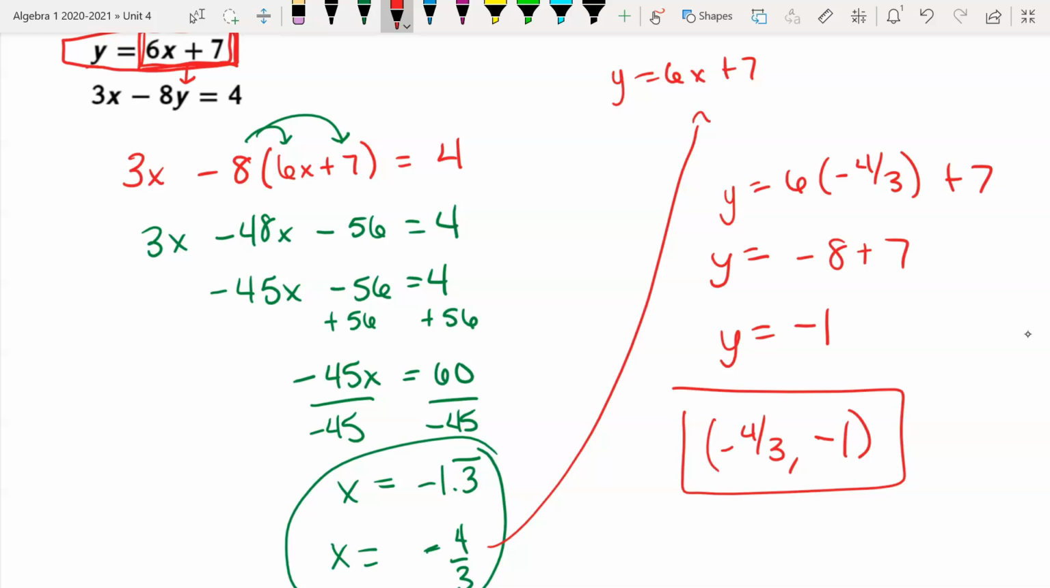Right? And what you want to do with a system of equations is you can always check and see if it works. Well, we know it works for the first equation because I would take 6 times negative 4/3, add 7, I get negative 1, which is what we're after. Let's see if it works for the other one. So I'm going to take 3 times negative 4/3 because that's my x value. So you get negative 4. And then you're going to take negative 8 times negative 1. So that's a positive 8. And I want it to equal 4. Well, negative 4 plus 8 is 4. So it works. So I know that is the solution. Again, you can always plug it back in and check it to make sure it works.